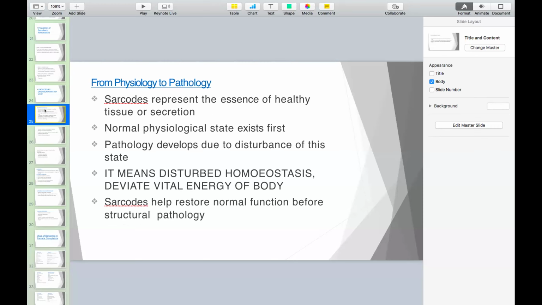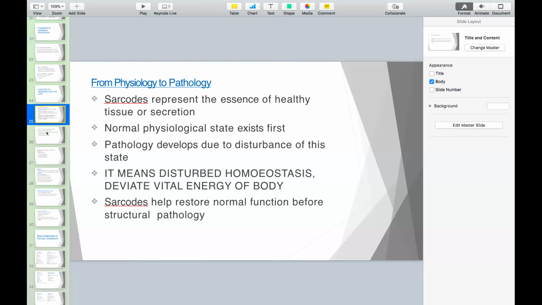Physiology to pathology. From the Organon point of view, a SARCODE represents the essence of a healthy tissue or its secretions. The normal physiological state exists first and the pathological state develops because of a disturbance of that state. So it is a disturbed homeostasis, meaning a deviation of the vital force. SARCODES help to restore the normal functions before structural pathology.